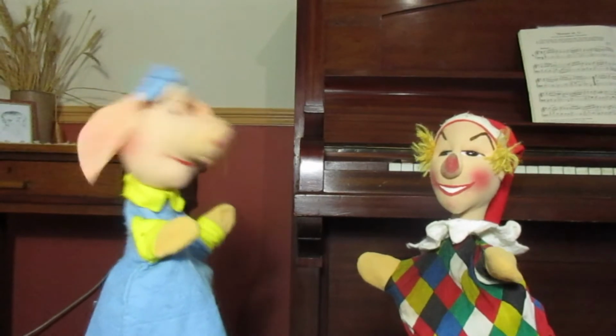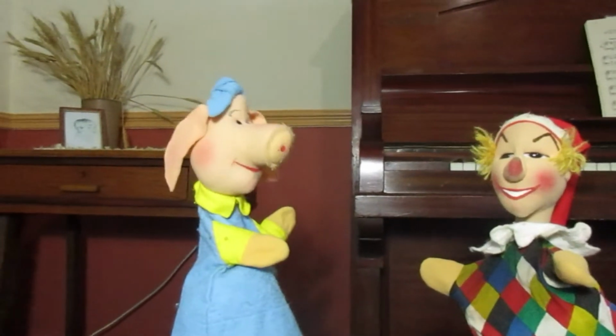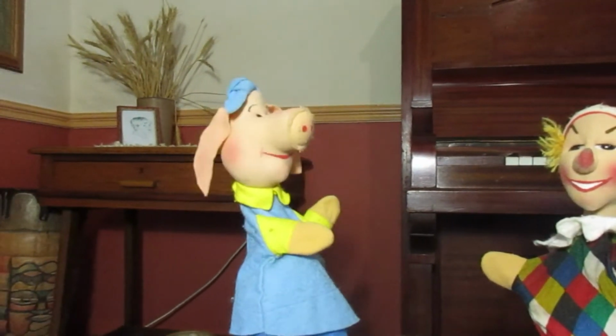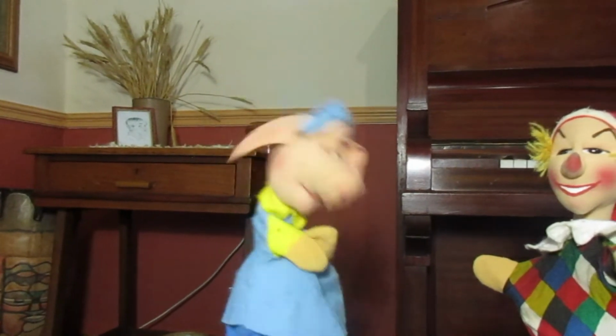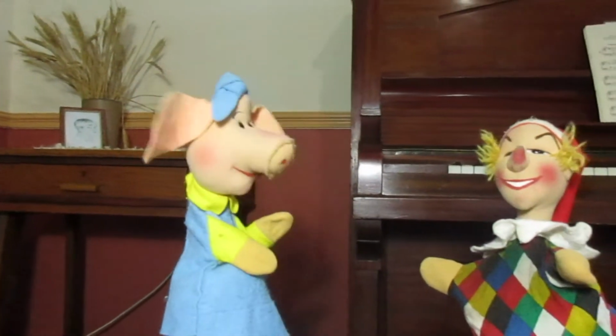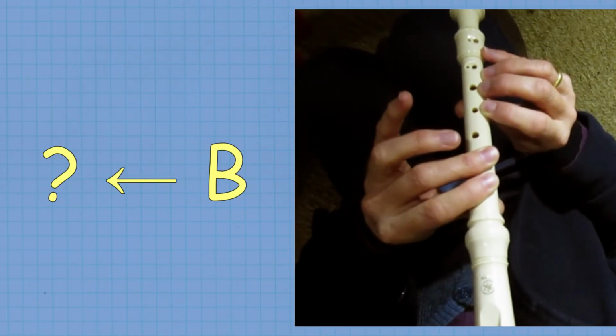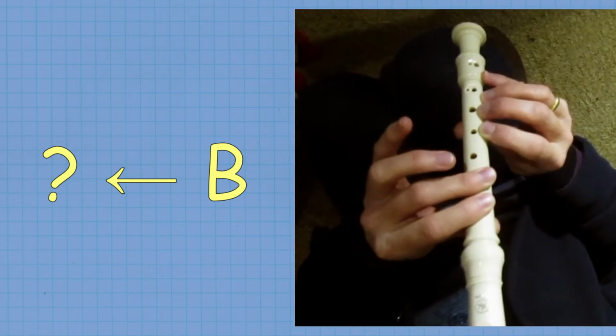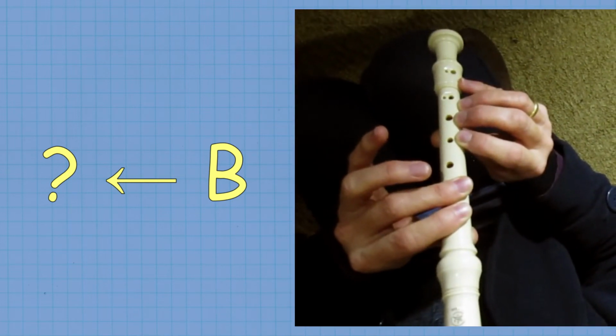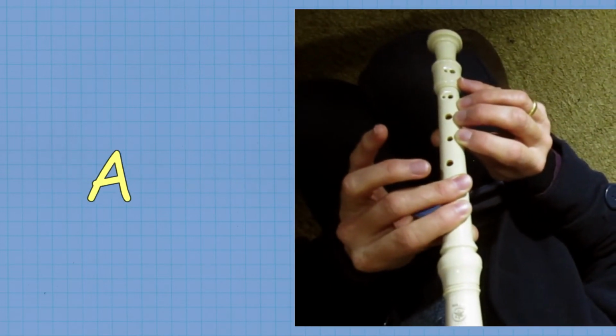I've worked that one out already. The letter that comes before B is A. It is A. Yes, exactly. The note we always referred to as 2 and played with 2 fingers is actually called A.